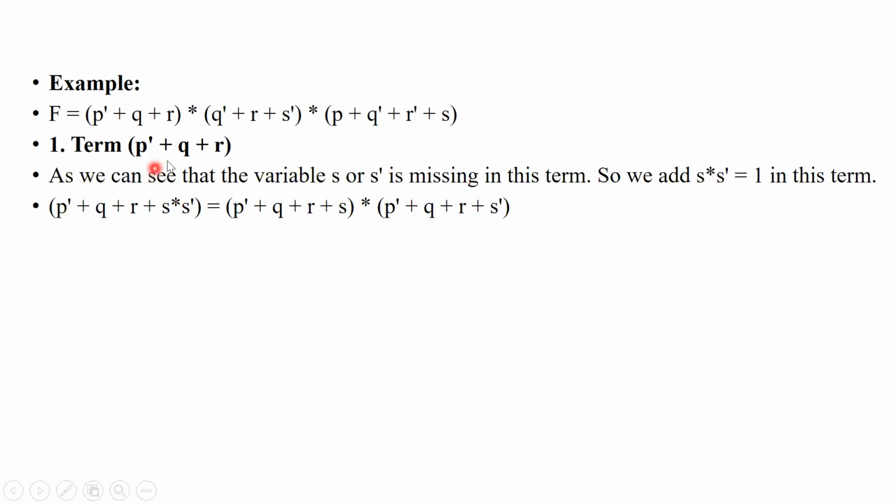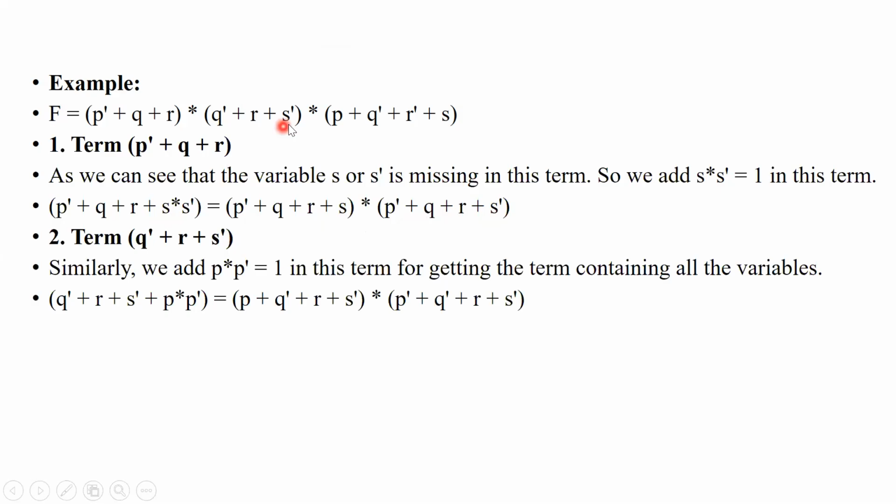So, what I do, first term P, Q, R is there. So, S is missing. So, what I do, P dash plus Q plus R plus S into S dash. Now, I can split these 2 terms. So, P dash plus Q plus R plus S into P dash plus Q plus R plus S dash. Okay, then the second term I have Q dash R S. Here P is missing. Okay, so I will add P into P dash, which is equal to 0. Here I add P into P dash because if I add 0, it doesn't change.